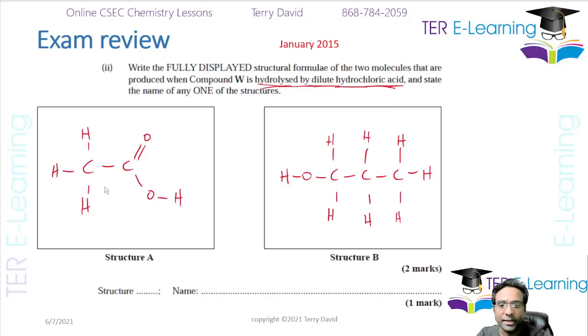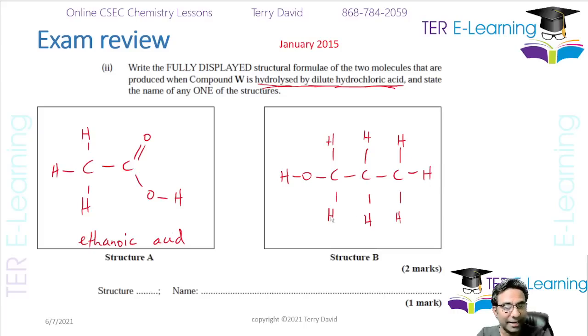This first one here, you have 2 carbon atoms and it's an acid. So the name of this compound here is ethanoic acid, right? That's the name of this compound. This is ethanoic acid here. The compound on the right now, you have 1, 2, 3 carbon atoms. So the root name is going to be prop, right?